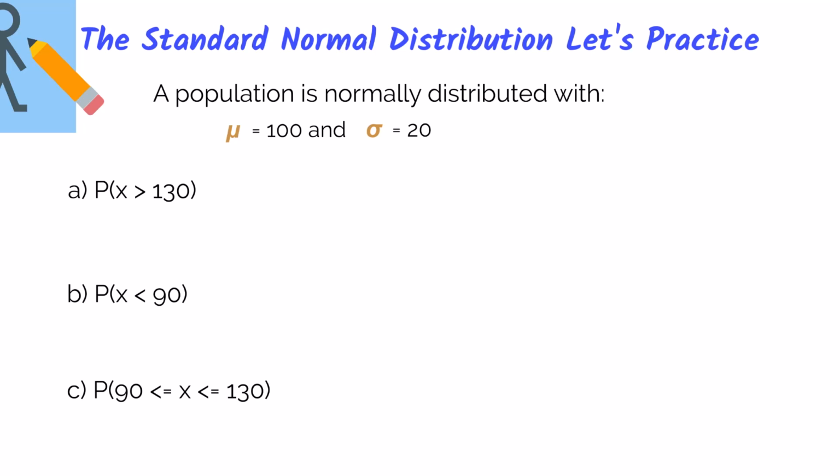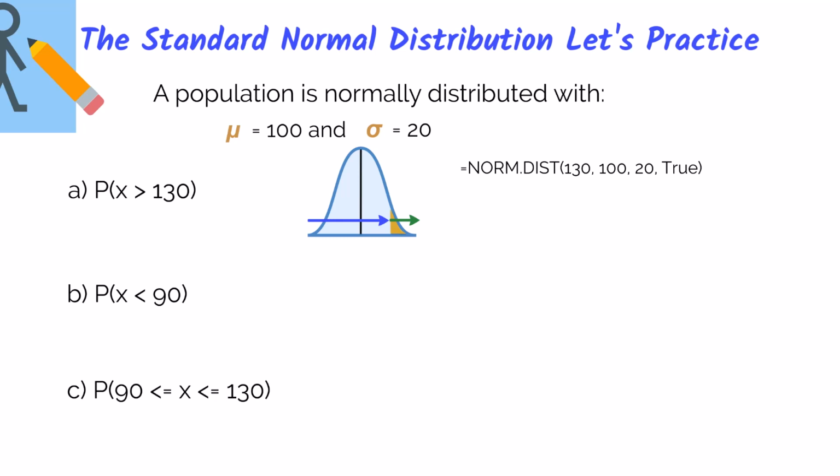So in part A, we have the probability that x is greater than 130. So here's our normal curve, and we're looking for the probability for the yellow region. So like before, I'll use green arrows to denote the section from left to right that we're interested in. But as we know, the normal distribution gives us a probability from left to right, so we'll denote this region by the blue arrow. So plugging in our x value of 130, our mean of 100, our standard deviation of 20, and true for cumulative, this returns the probability for the area to the left of what we're interested in. We'll use the complement rule and take 1 minus 0.9332, and we get 0.0668. Let's look at the next one.